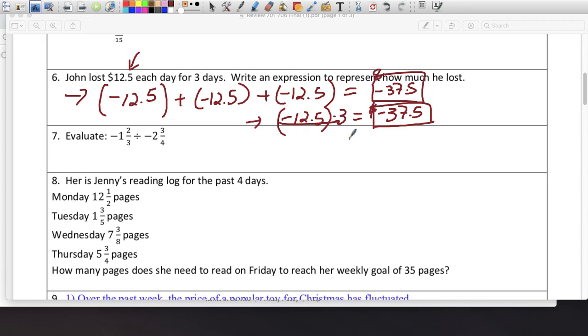I'm not going to say negative $37. I'm sorry. I should say he lost, and just the fact that I say lost, you should know that it's negative 37.5.